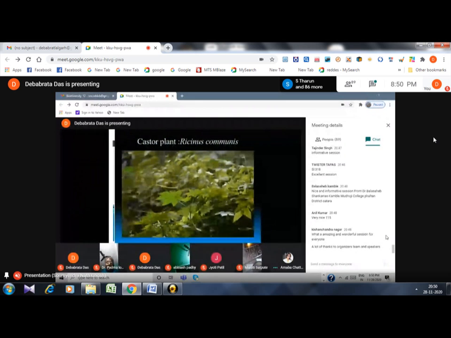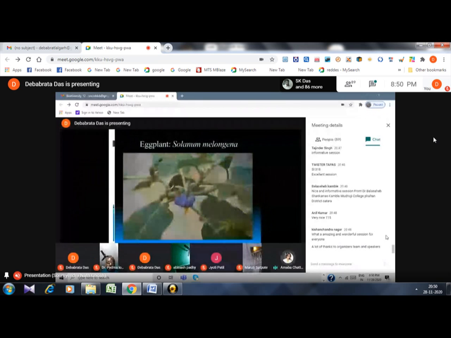Then we have eggplant, Solanum melongena. It's a very common plant. We have all eaten brinjal and eggplant, right? But many other butterflies, or rather their caterpillars, also like to eat this plant. So there are many other butterflies. I have seen the common baron caterpillar on this plant.